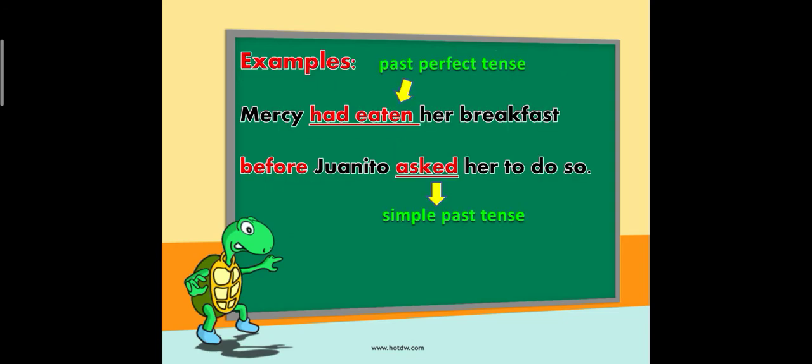Let's have this example. Mercy had eaten her breakfast before Juanito asked her to do so. So in the sentence, the past perfect tense is had eaten. As you notice, had eaten is composed of the word had and eaten, which is the past participle of the verb eat. That's why it became had eaten. And before is the time expression, while asked stands as simple past tense.